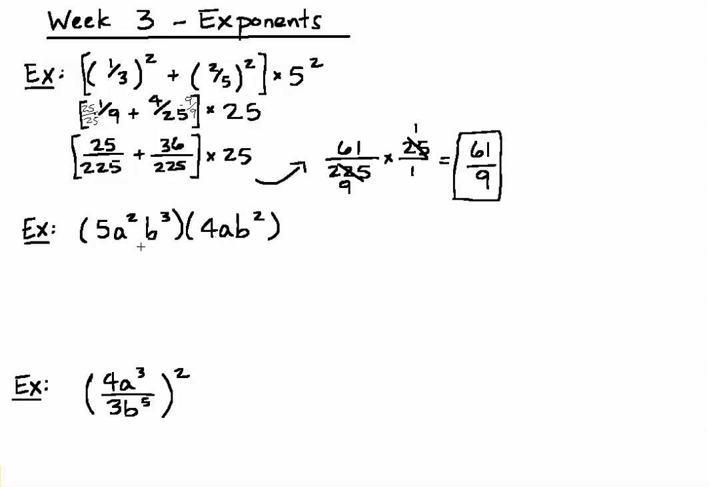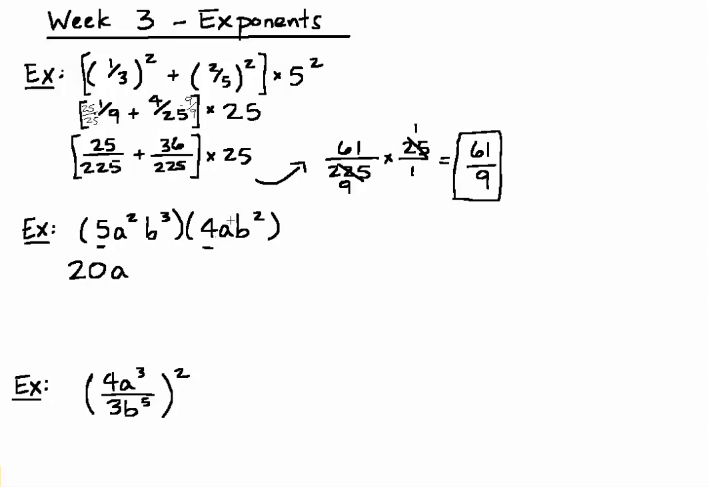For my second example, I have two terms being multiplied together. And remember the properties. When we're multiplying, we add the exponents. Add exponents, they have to have the same base. Okay, but I'm still multiplying the coefficients. I only add the exponents. 5 times 4 is 20.